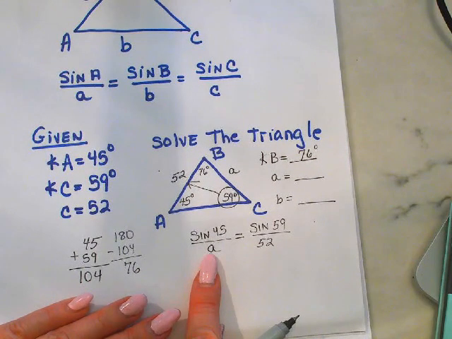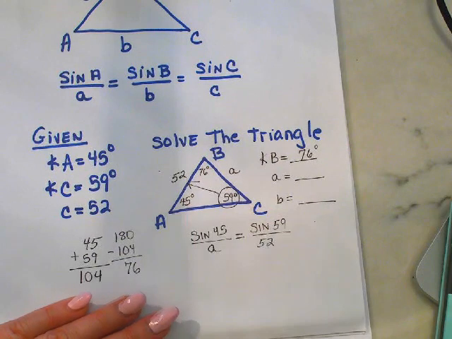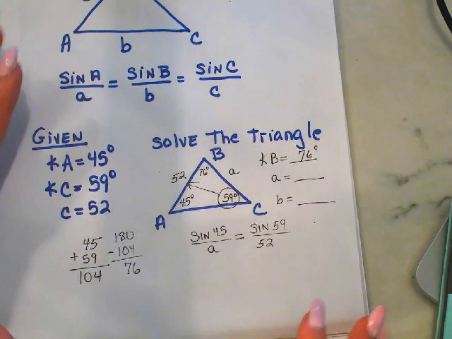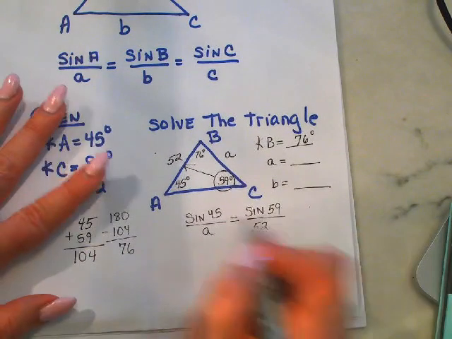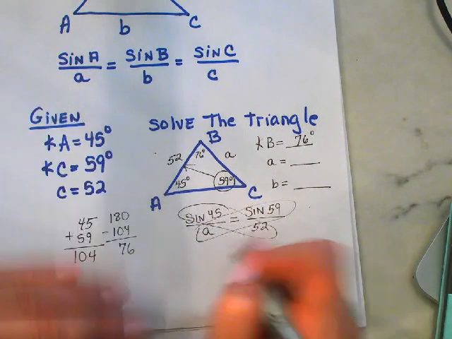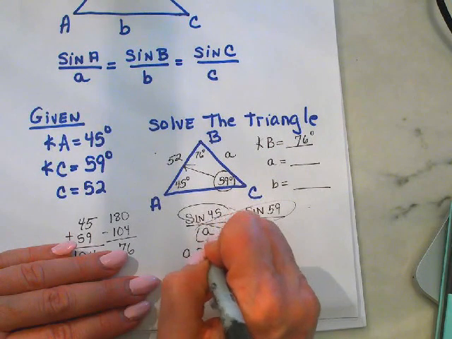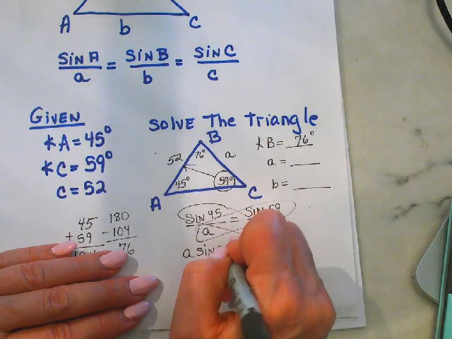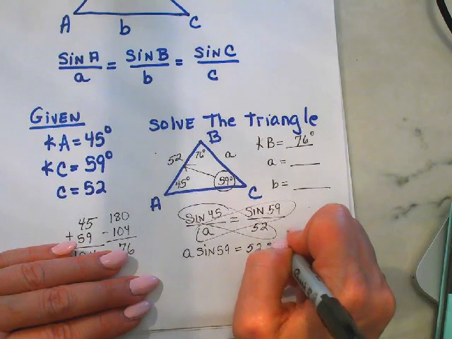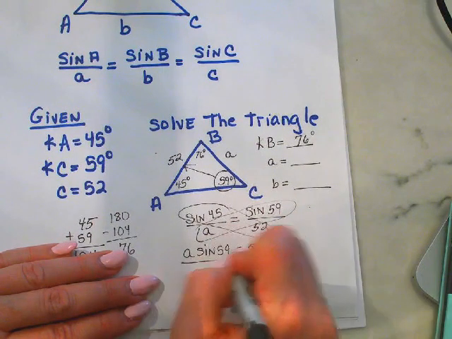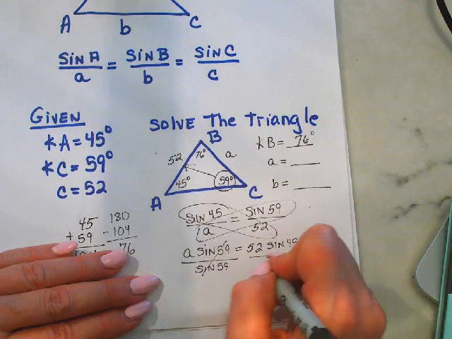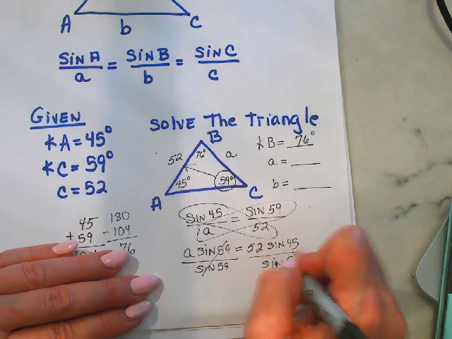Now that makes sense because there's only one thing missing in the ratio, and I could do cross products. If I would have used b, I would have had sine of 76 over b, and then I would have had two variables in one problem. How am I going to do that? I'm going to do cross products now. A times the sine of 59 is equal to 52 times the sine of 45. I want to get little a alone, so I'm going to divide by the sine of 59 on both sides.